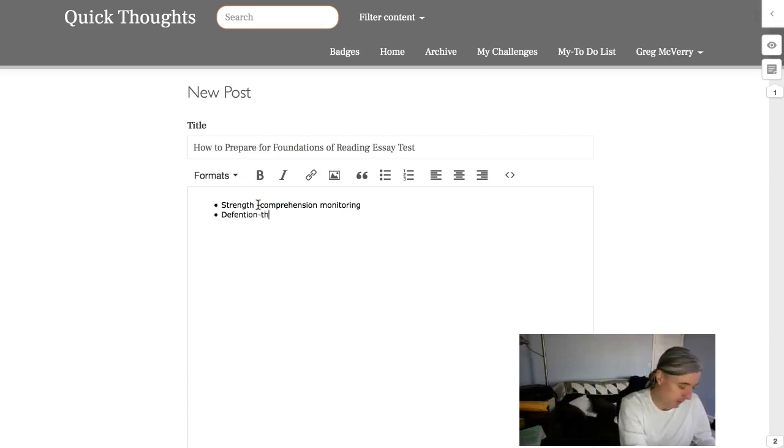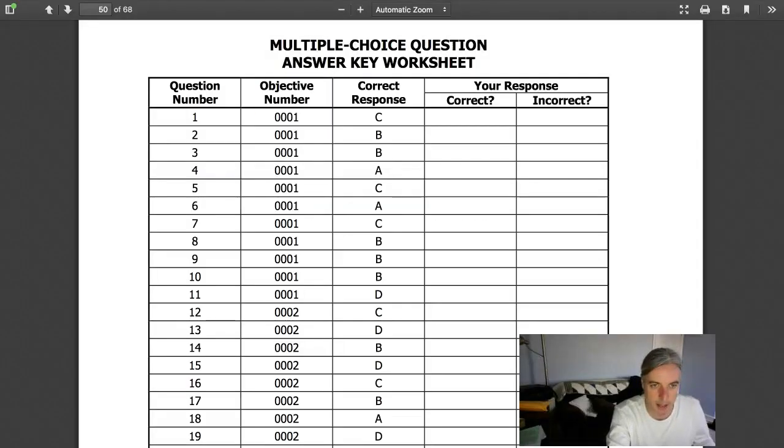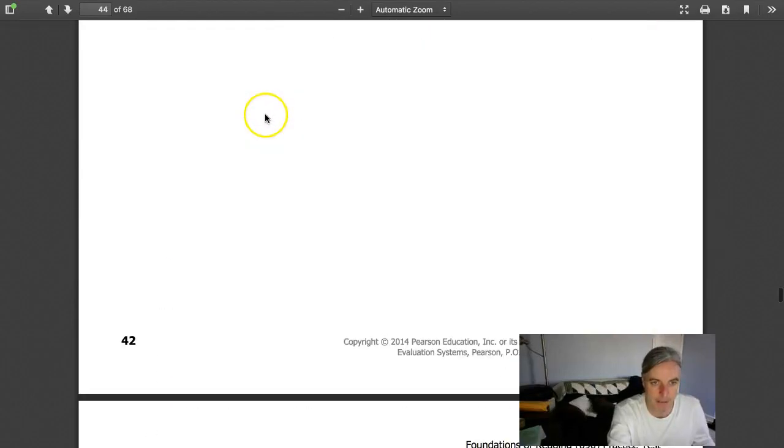This is when a learner is evaluating their understanding. You would be doing this quickly. Understanding, usually evident in pauses and self-corrections. And then you can go and provide 2 examples. So you can go back to your text and find an example.